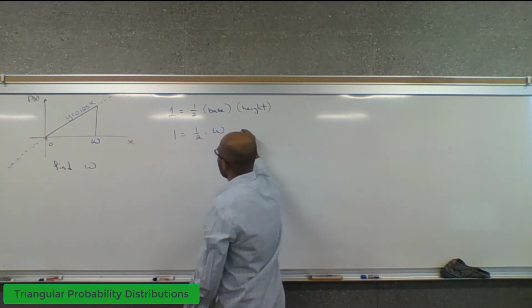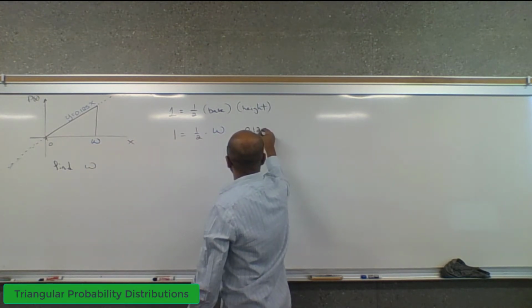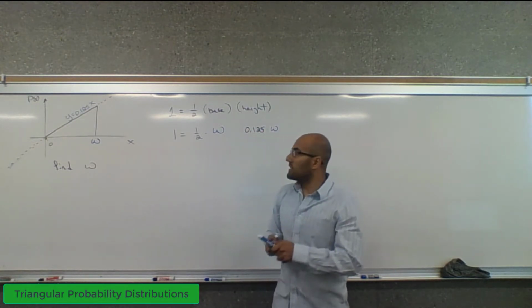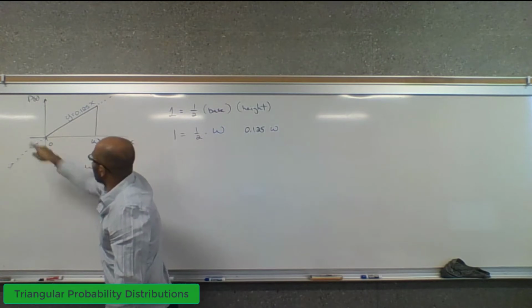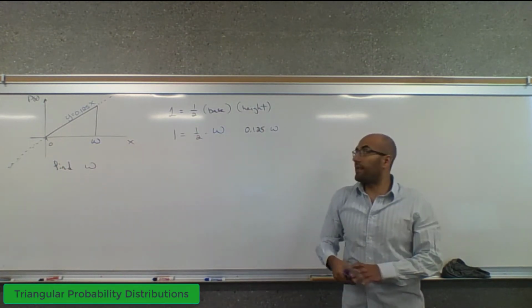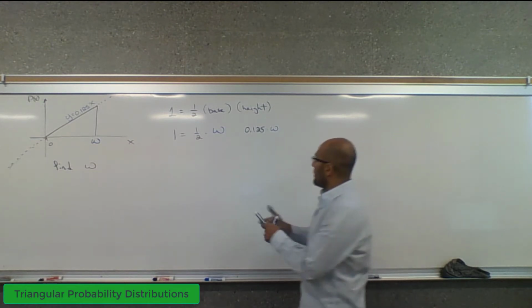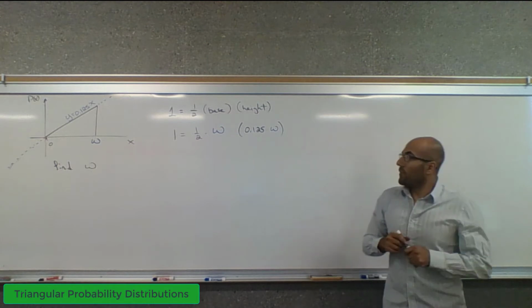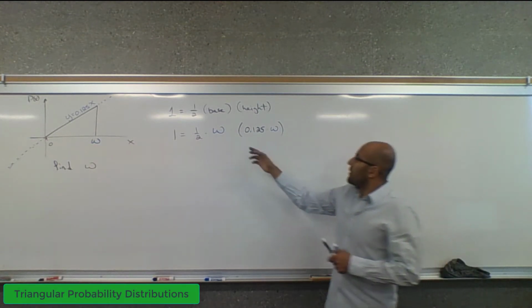So the height will be equal to 0.125 times W. Since it's a nice, easy linear equation, the y-intercept is 0. So we just have to plug in whatever that W is, and that'll give us the height. Are there any questions about this setup? No? Okay, so now we can solve for W.